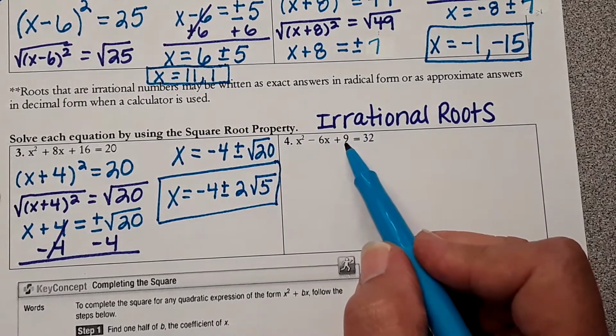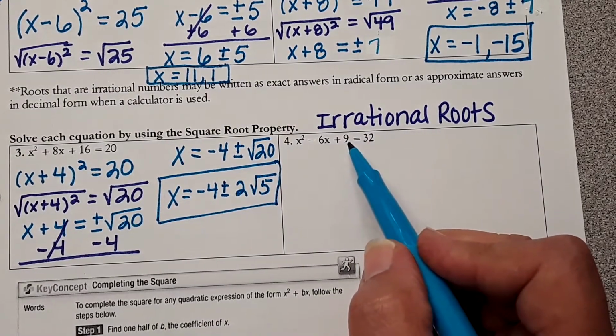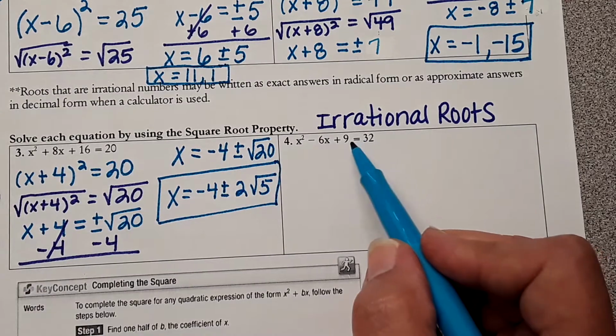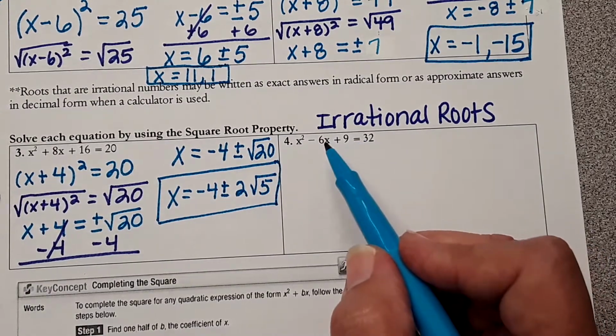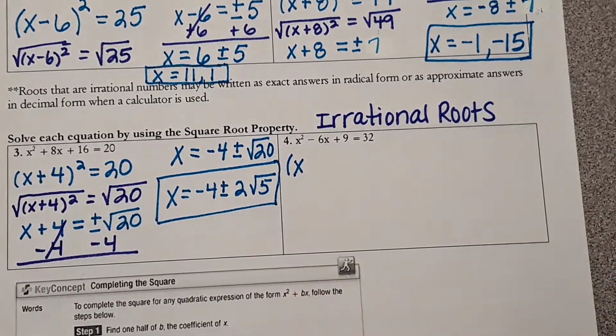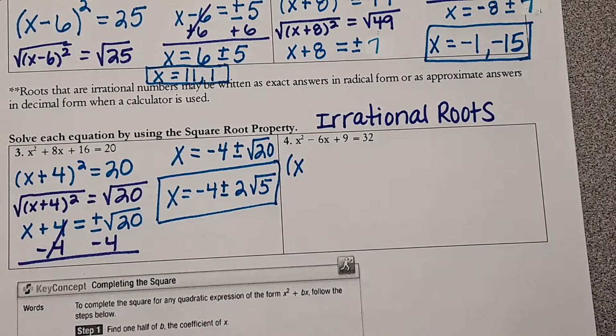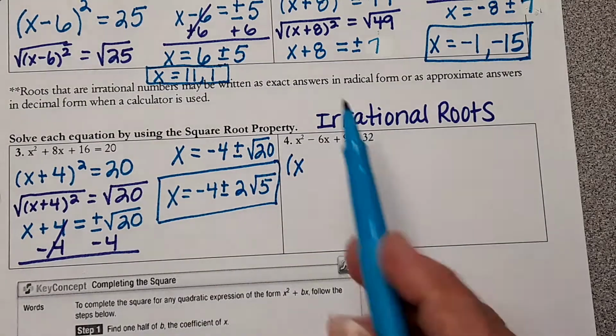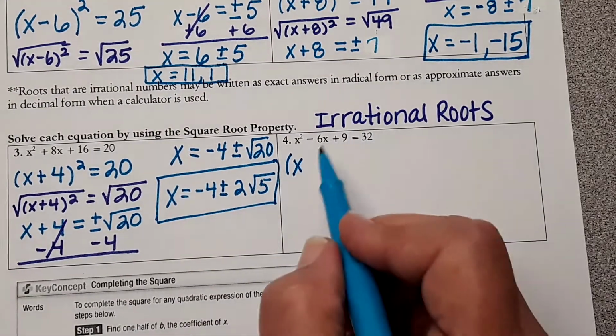Can you take the square root of 9? Is 9 a perfect square? Yes, it's 3. If you double 3, can you get 6? Yes. So we're going to rewrite it, x. And is it going to be a positive or negative inside the parentheses? It's going to be a negative.